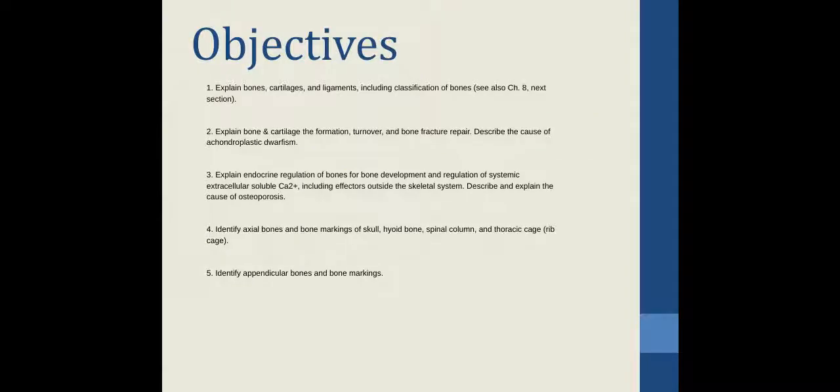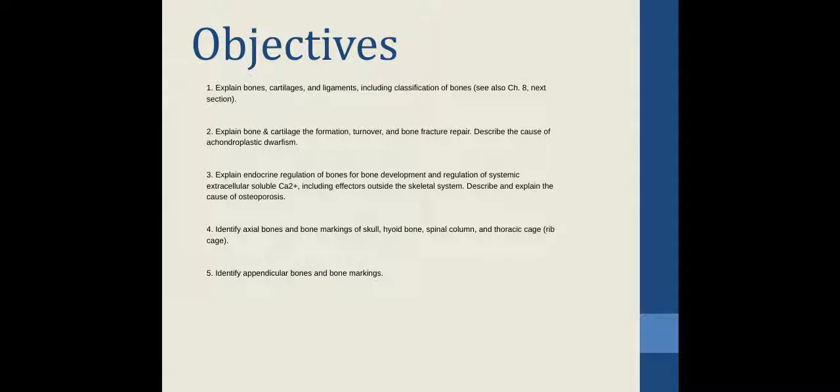So here's our objectives. Again, that first one, explain bones, cartilage, ligaments, and classification. That's also a little bit in chapter 8. Explain bones and cartilage formation. That's all in here. And how bone fractures are repaired. All in here. The causes of dwarfism in here. The endocrine regulation of calcium, that's here.